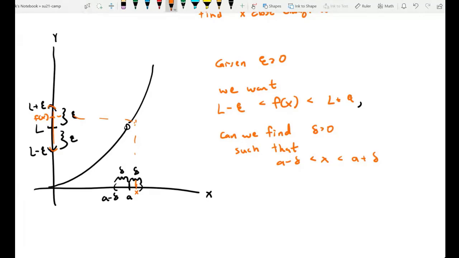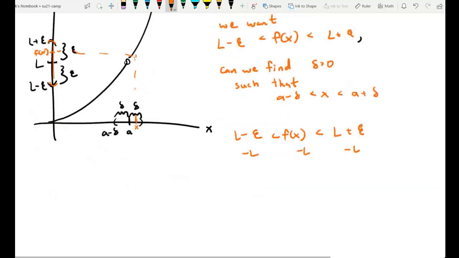So now what we do is formalize this. If I say that f of x is between these two numbers, I can subtract the limit from everything. So minus L, minus L, minus L. This is f of x minus the limit is now between negative epsilon and positive epsilon.